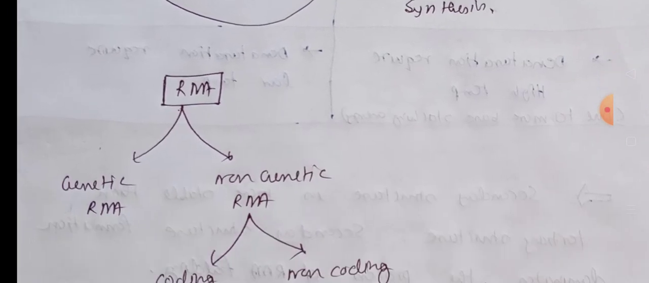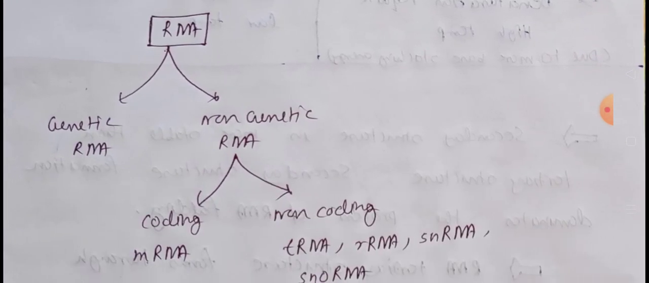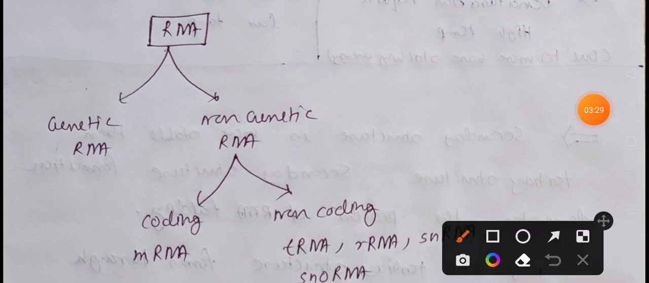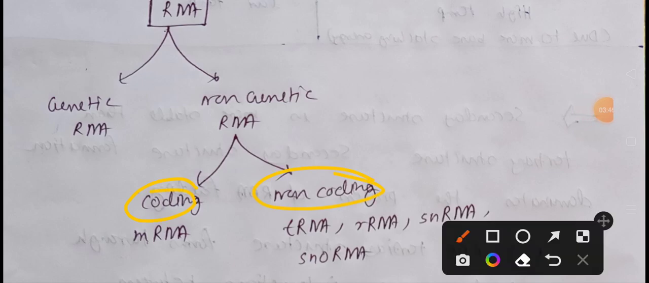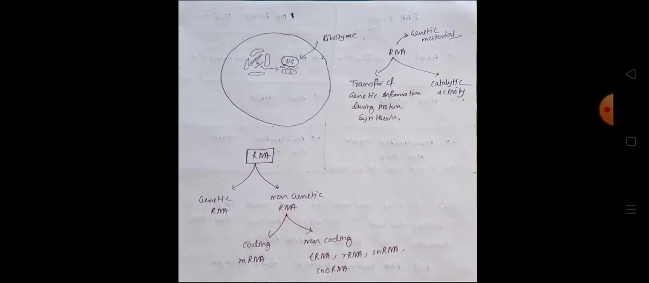Now let's move on. We will classify the RNA molecule. There are two classifications of RNA. One is genetic RNA, where RNA directly acts as a genetic material, and another type is non-genetic RNA. We can divide non-genetic RNA further into two parts, coding RNA and non-coding RNA. The example of coding RNA is mRNA, and examples of non-coding RNA are tRNA, rRNA, snRNA, snoRNA, etc. There are many more. Okay, so this is the first thing.